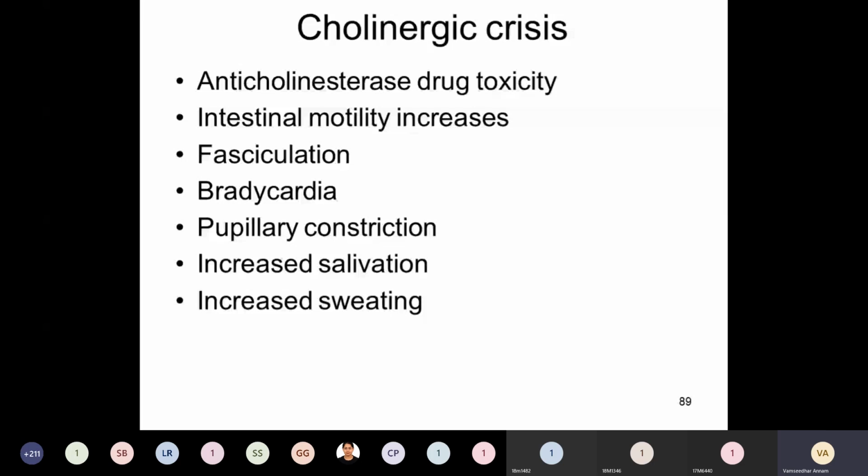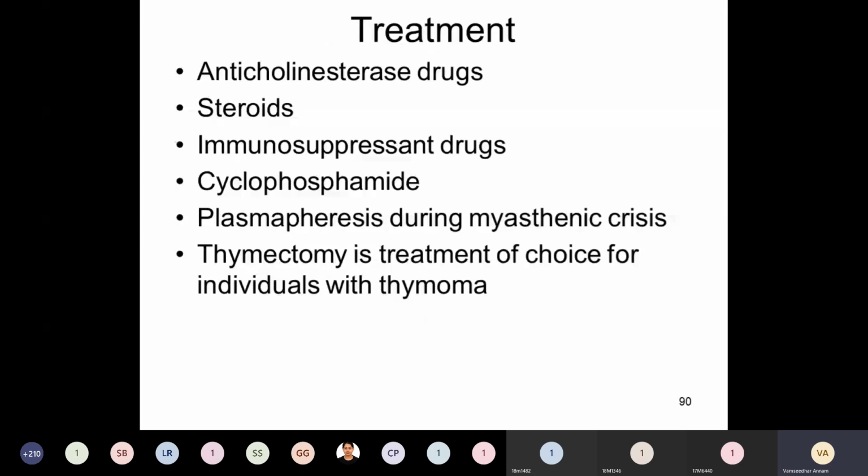So what is cholinergic crisis? Anticholinesterase drug toxicity: intestinal motility increases, fasciculation, bradycardia, pupillary constriction, increased salivation, increased sweating. What is the treatment? The treatment given is anticholinesterase drugs, steroids, immunosuppressant drugs, cyclophosphamide, plasmapheresis during myasthenic crisis, and thymectomy. It's the treatment of choice for individuals with thymoma.